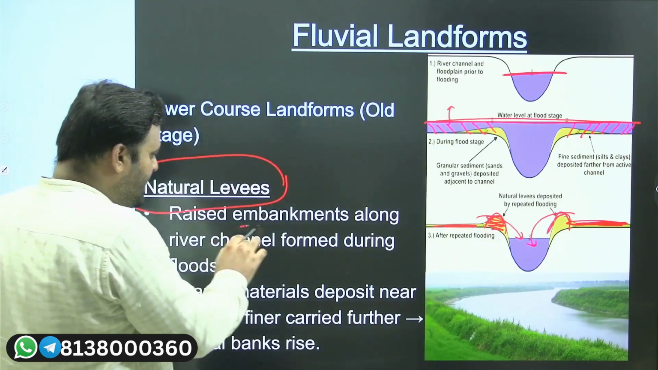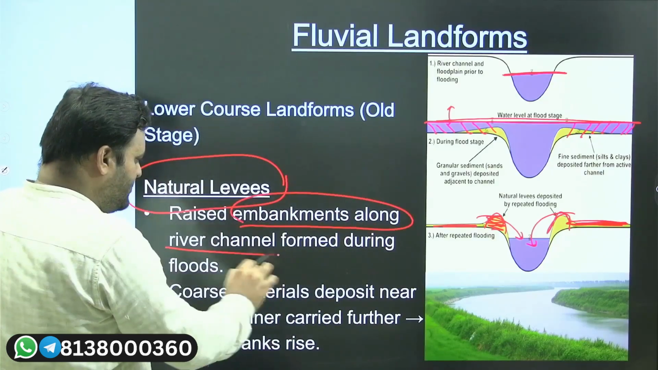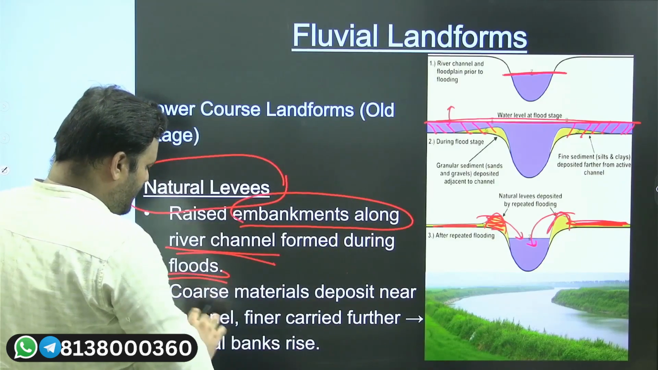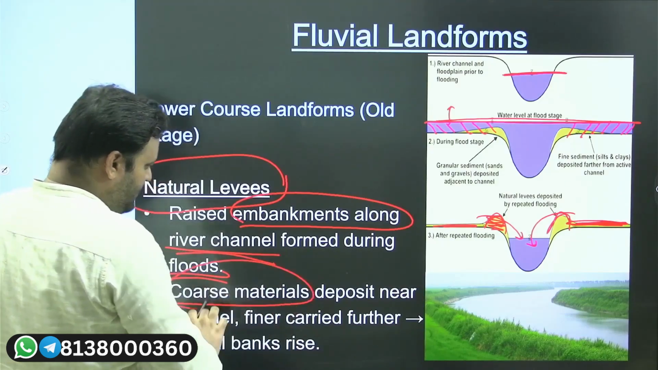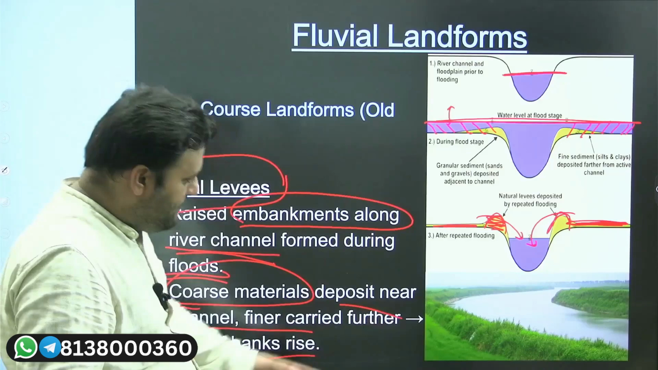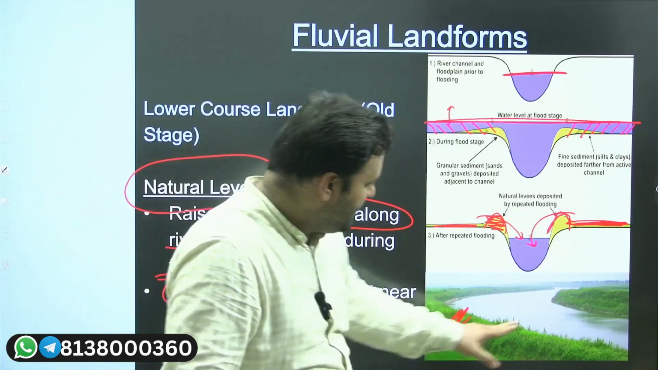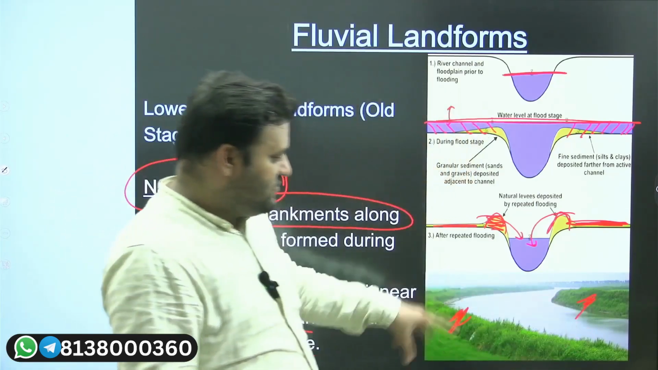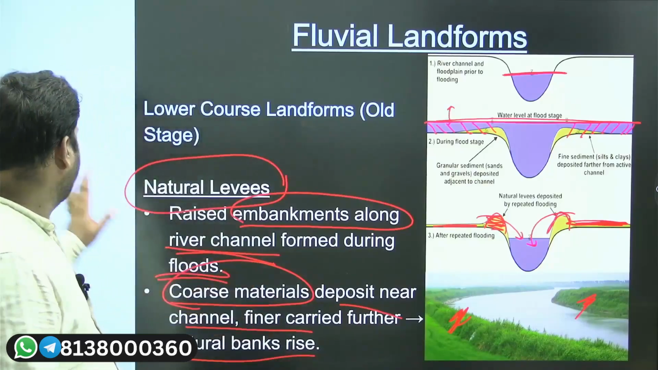So they are raised embankments along the river channel formed during the flood. Porous material is deposited near the channel, and yes, the natural bank is there. So this is the natural bank here. You have seen this. This is called what? Levees. Natural levees are there.